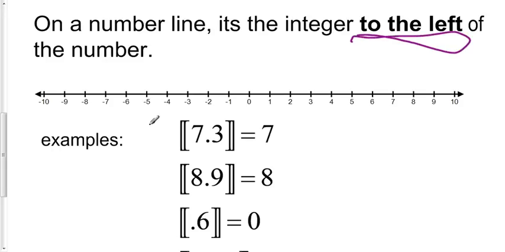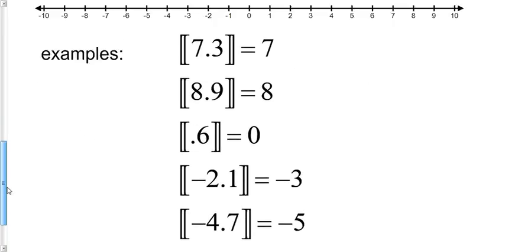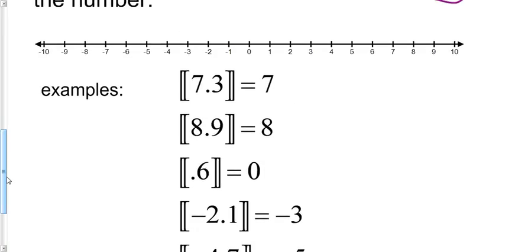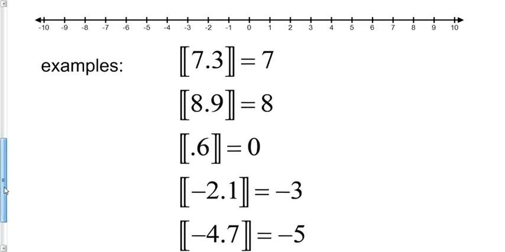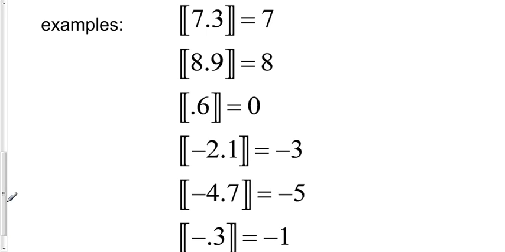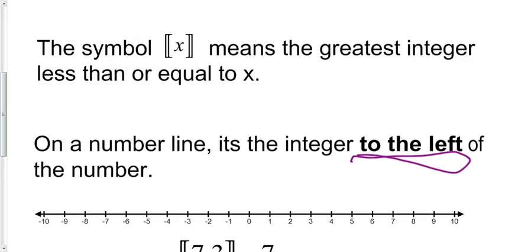It gets a little tricky when your numbers are negative. Let me give you a few more examples. Negative 2.1, the greatest integer for negative 2.1 is negative 3. Negative 4.7 would be negative 5. Negative 0.3 would be negative 1. So it's the greatest integer that's less than or equal to x. So on the number line, it's directly to the left.